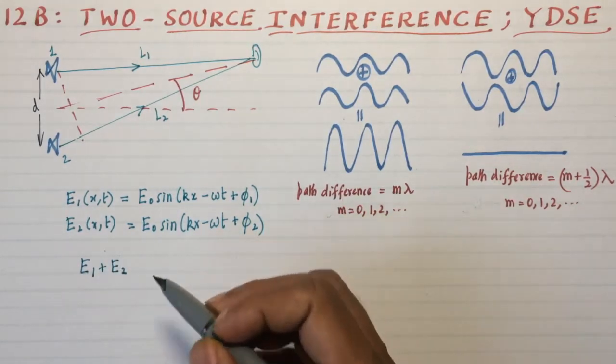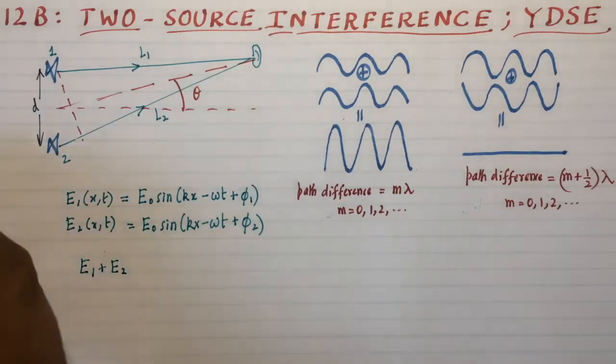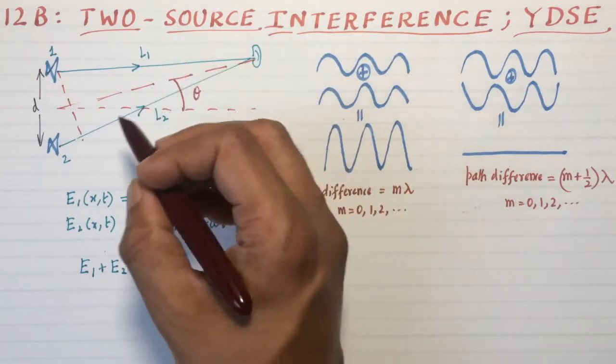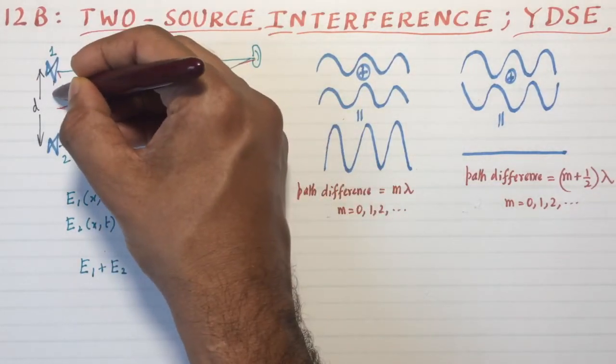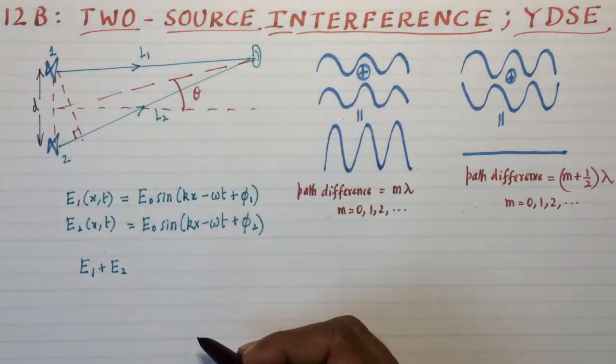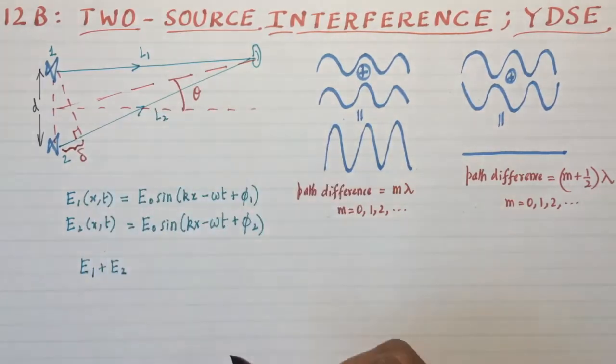Now before we do that using addition of trigonometric functions, let us take a small look at the actual path difference. What is L2 minus L1? Well, physically speaking, this right-angled triangle is what we are going to look at. So L2 minus L1 is approximately this distance, delta.